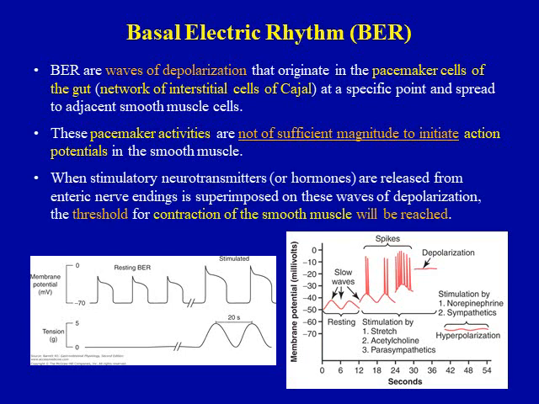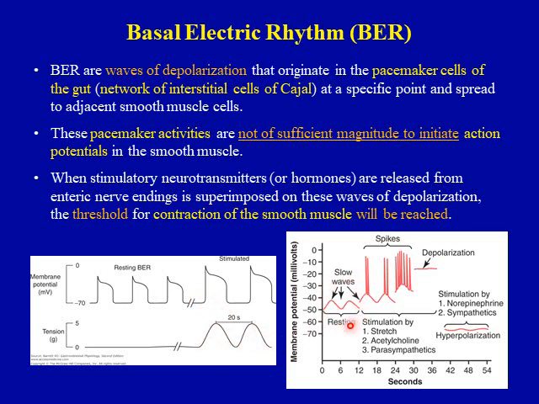When stimulatory neurotransmitters or hormones released from the enteric nerves are superimposed on these waves of depolarization, the threshold for contraction of the smooth muscles will be reached. We can see here that these BERs at rest do not generate any tension or any contraction. When additional signals are added, for example acetylcholine released from the myenteric neurons, threshold is reached, an action potential will happen, and this will lead to contraction of the smooth muscles.